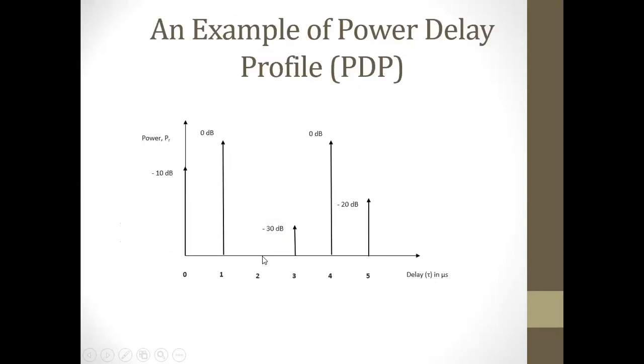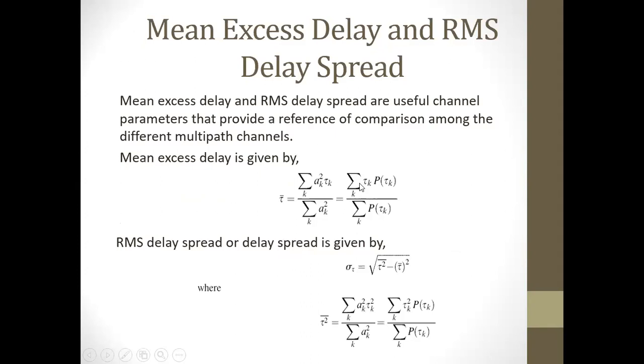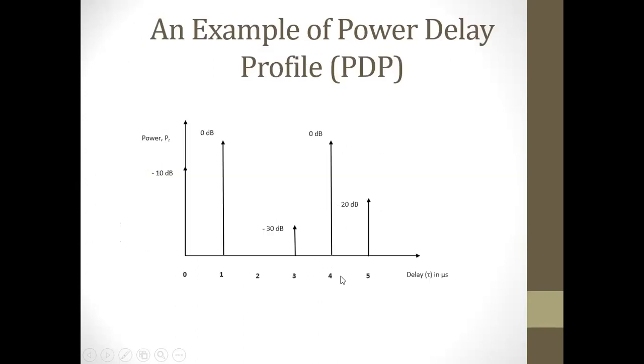Then for the next point, there is nothing here. Then the next term is minus 30 dBm, at delay three. So minus 30 dBm means 0.001 milliwatt. So you have one times one plus three times 0.001, you sum up all these components. So on and on, then plus four times one. So this way you calculate.